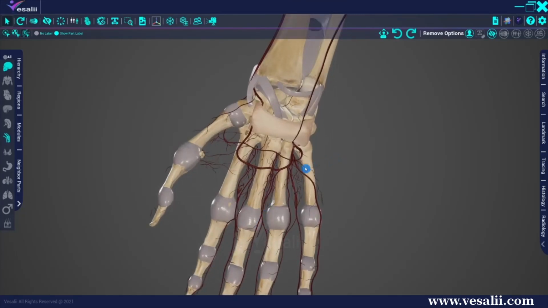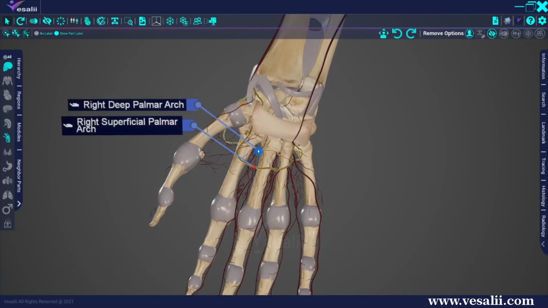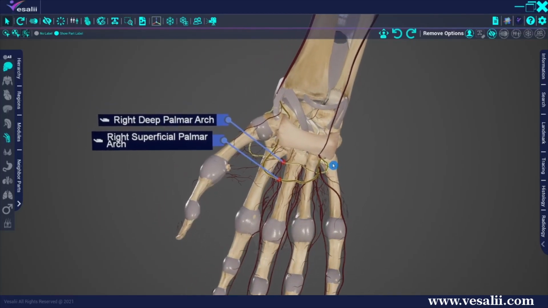The blood supply of the hand is mainly provided by the superficial and deep palmar arches, which are interconnected vascular arches formed by the radial and ulnar arteries. Generally, the thumb and the lateral side of the index finger are supplied by the radial artery, while the medial 3 digits and the ulnar side of the index finger are supplied by the ulnar artery. Now we move on to more details regarding the origin, course, branches, and supply for each of these arches.